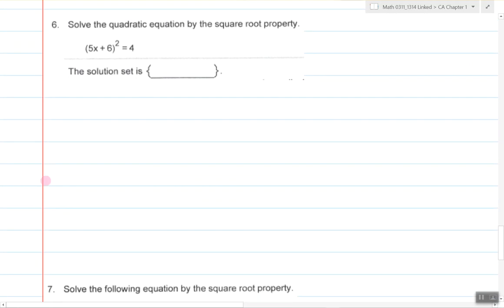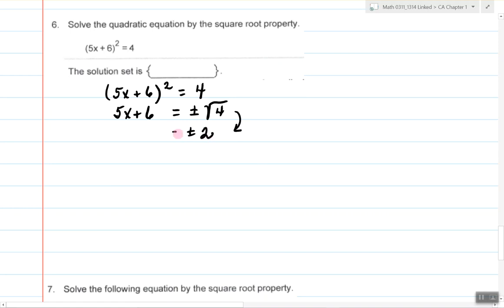Square root property is required. It's a quantity squared equal to a constant, so I can use it without any changes. Open parentheses, 5x plus 6, quantity squared is equal to 4. Using the square root property, I have 5x plus 6 is equal to plus or minus the square root of 4. Can you simplify that? Yes, that's plus or minus 2.